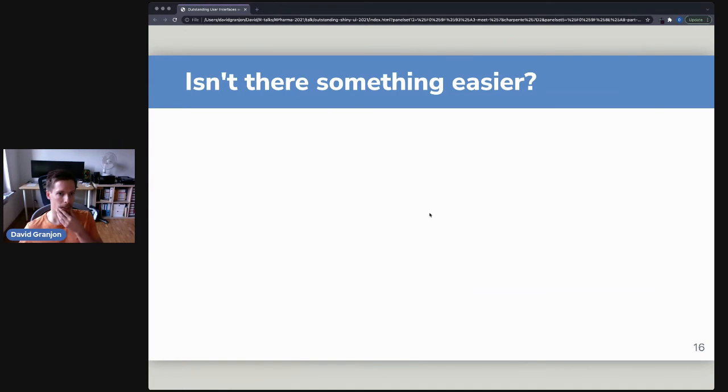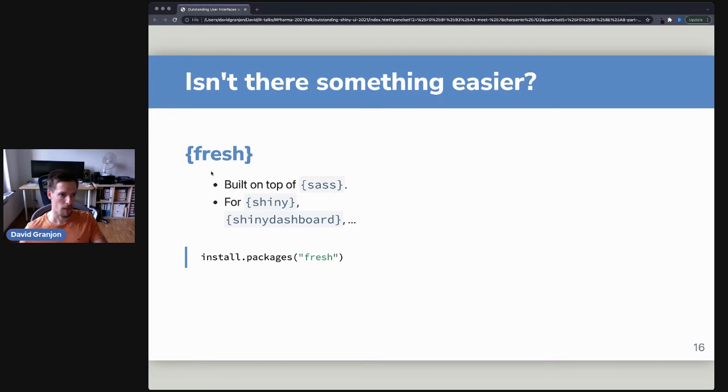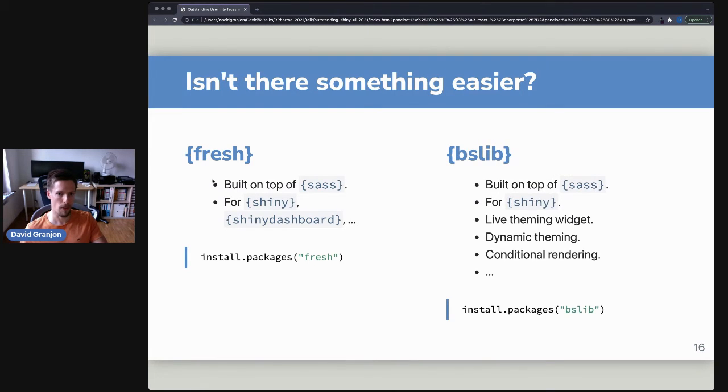But you know there should be something easier, right? You still need to write things to understand how CSS and Sass work. And today we have some packages like Fresh and also bslib, which provide higher level interfaces to the sass package. And they work for Shiny, they work for Shiny dashboard. So this is how you can install it. Install the package Fresh, install the package bslib.